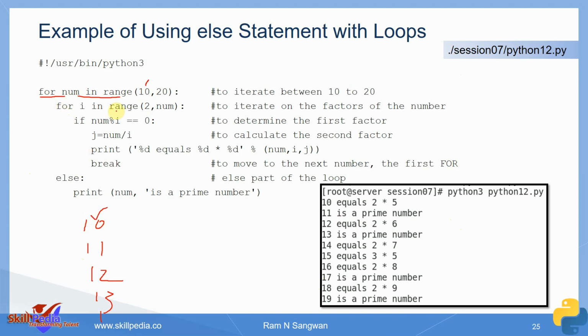Then for i in range 2 to number, the number is 10. So here another loop is starting, and that loop will go from 2 to 10. Another loop is starting inside this. For every value there will be a loop starting. You could have given any number here. It is just a range, just an example. It's just an example to give you an example of nested loop and break statement.